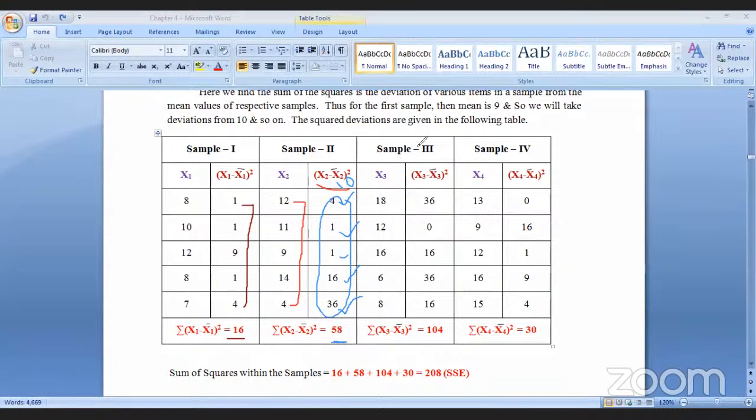Again the same procedure for sample 3 also. These values we had copied from the question paper. X bar 3, how much? 12. Yes, x bar 3 is 12.